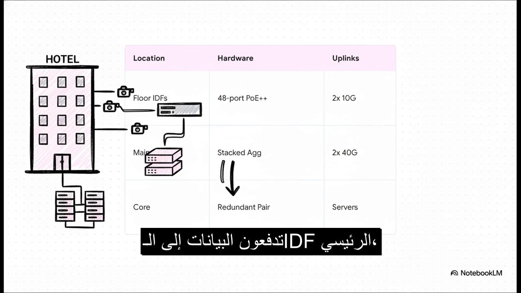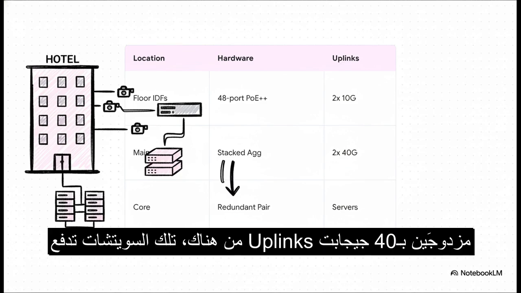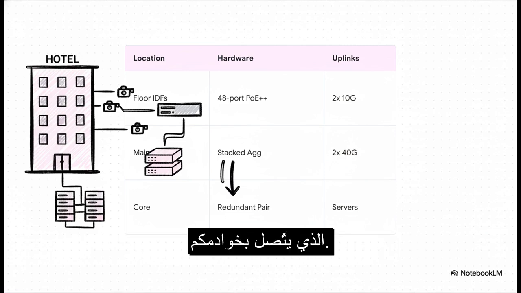You're pushing that data down to the main IDF, which houses 2 stacked aggregation switches. From there, those switches push dual 40-gig uplinks straight into the redundant core backbone that connects to your servers. It's clean, redundant, and highly capable.